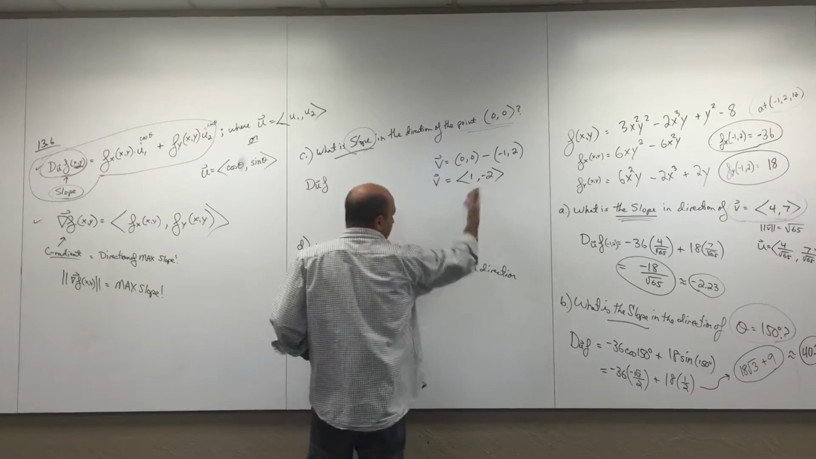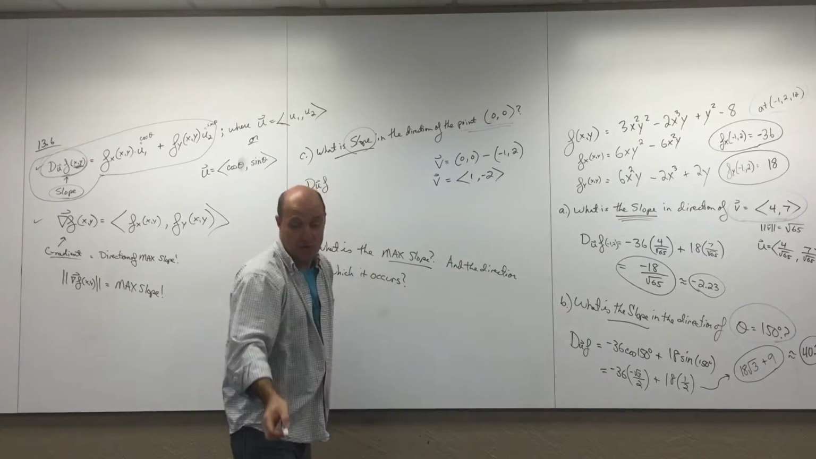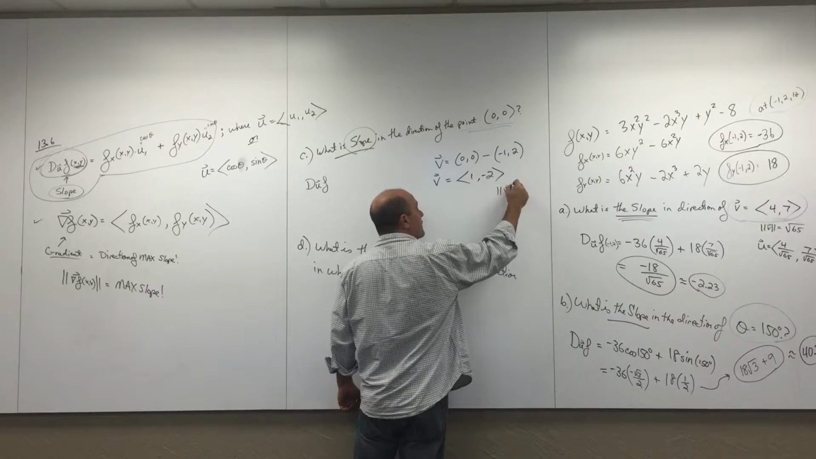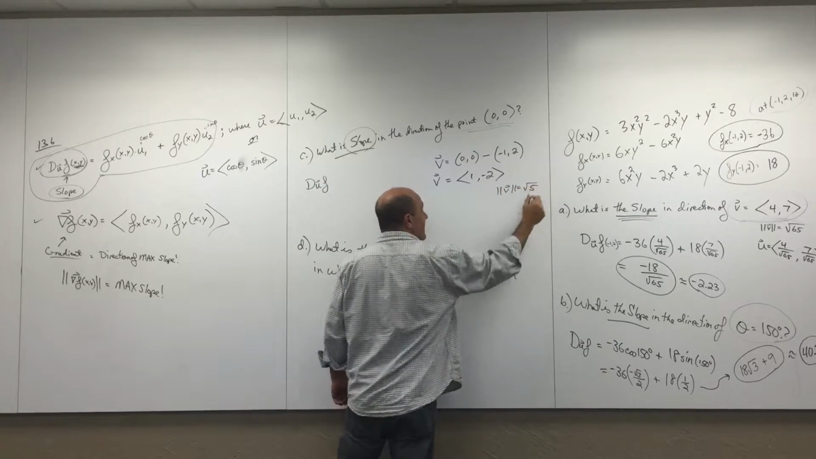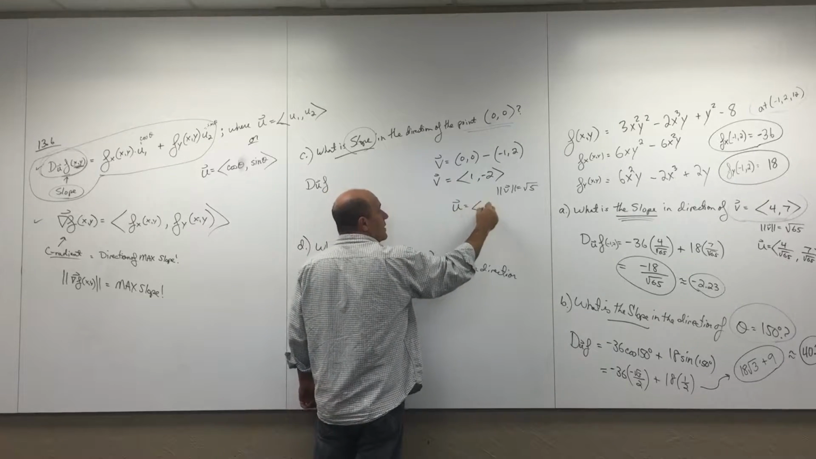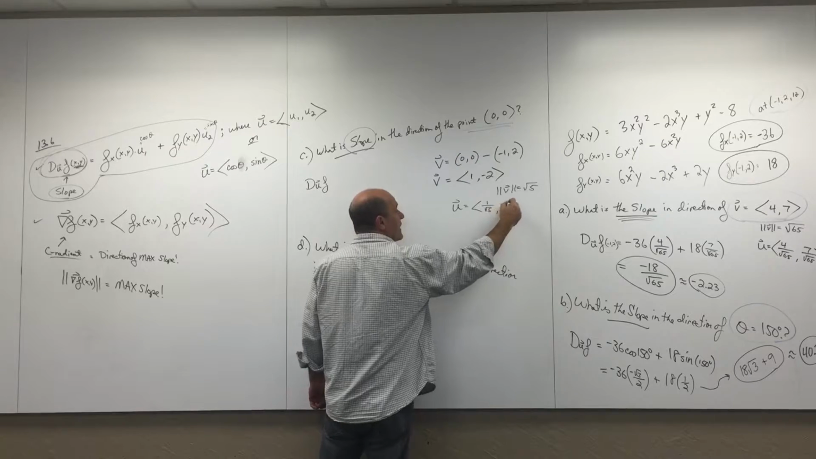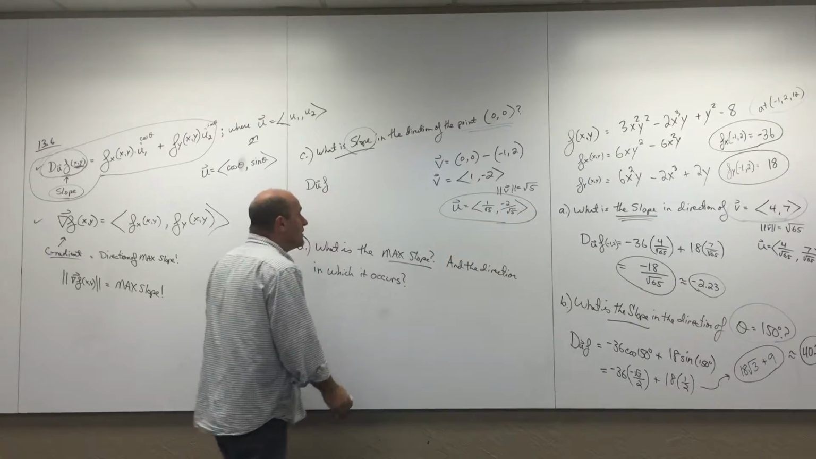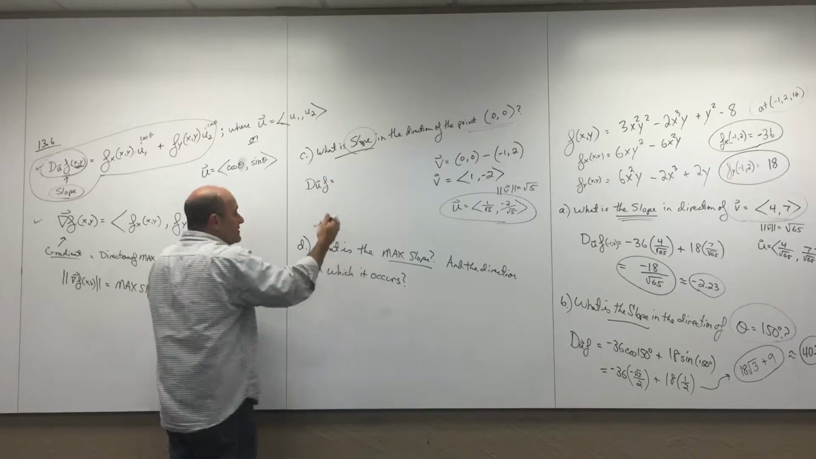So now I got a vector. But guess what? I need a unit vector. So what's its magnitude? Its magnitude is the square root of 5, I think. You agree? So a unit vector here is 1 over the square root of 5, negative 2 over the square root of 5. Cool. Now I got my unit vector. I'm ready, same game again.